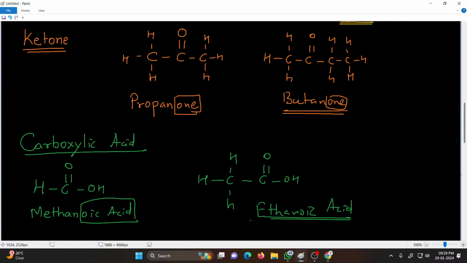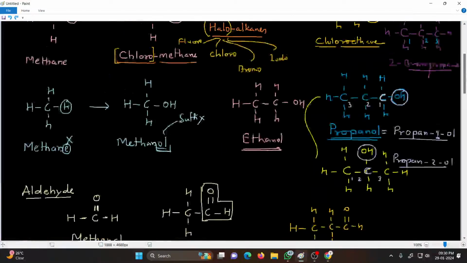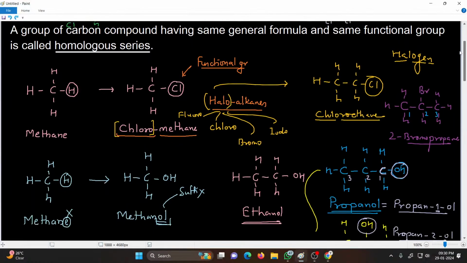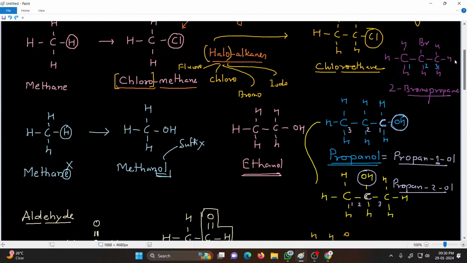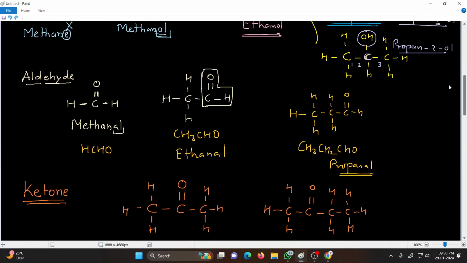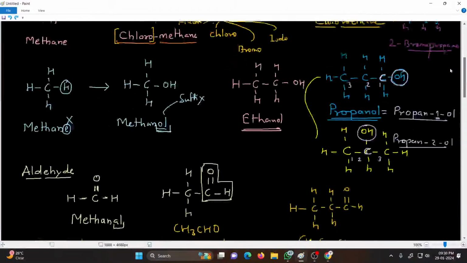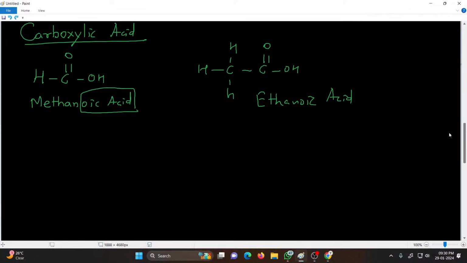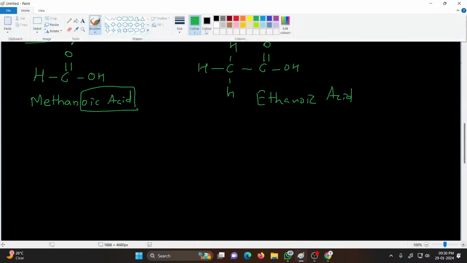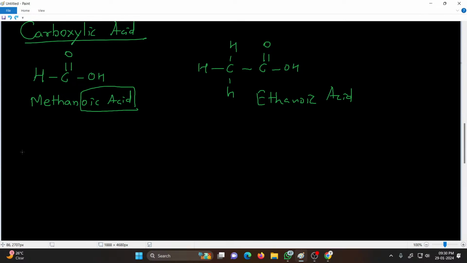So these are the 5 functional groups. First of all, we have seen the halogen functional group, then alcohols, aldehydes, ketones, and finally carboxylic acid. Then we have something called homologous series. What is a homologous series?